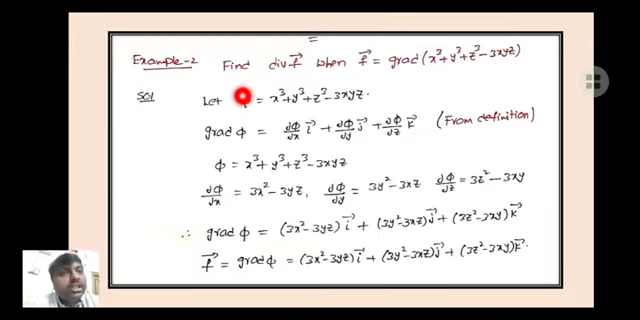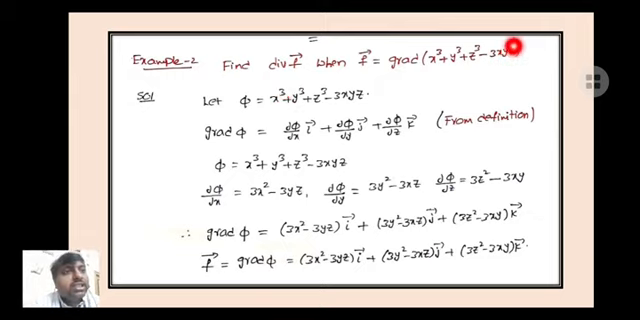Let me go through another example. Find div f bar where f bar is equal to gradient of x cube plus y cube plus z cube minus 3xyz. You remember that divergence is calculated only for a vector point function. See here, f bar is equal to the gradient of a scalar quantity. Already we discussed that the gradient of a scalar quantity must be a vector. So that's why we can find div f bar here.